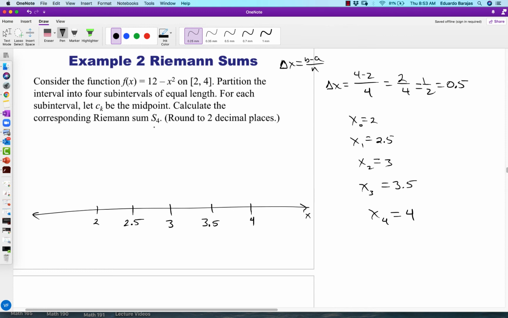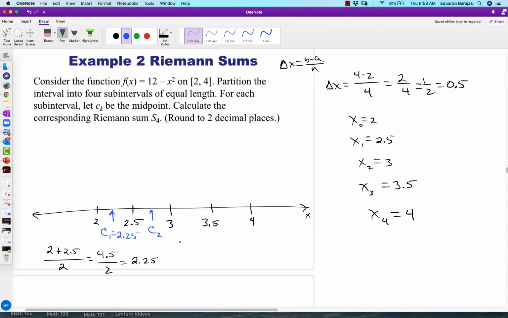Now we need to think about our c sub k values. And so we're told to use the midpoints. The midpoint is going to be right in the middle. The way to find the midpoint between these 2 points is to add them together and divide by 2. So 2 plus 2.5 divided by 2 would be 4.5 divided by 2, which is going to be equal to 2.25. And so that would be the value we're going to use for c sub 1. c sub 1 is going to be 2.25. We do the same little formula for the next one.